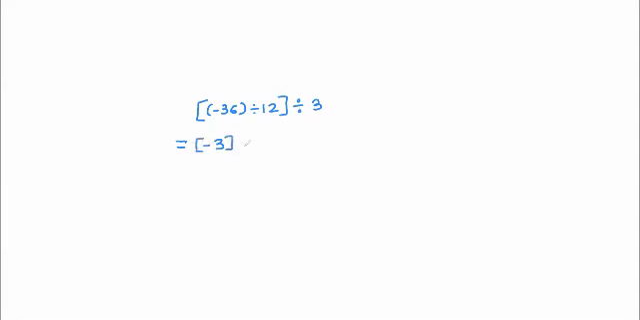Different signs means the answer is going to get a minus sign. So minus 3 divided by 3. Now again, here we have to divide the weights. 3 divided by 3 is 1. Again, we have different signs. One minus sign here, and here is a plus sign, because no sign means plus sign. Minus plus different signs gives us negative, and hence the answer is minus 1.